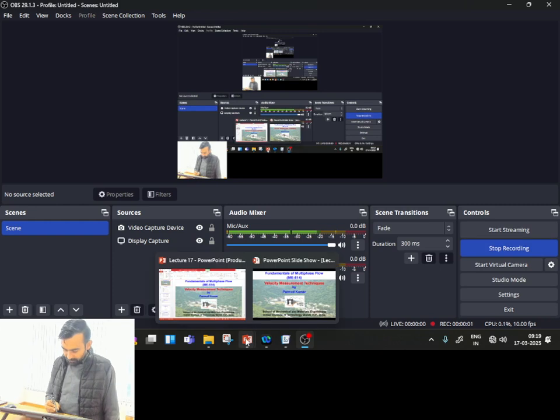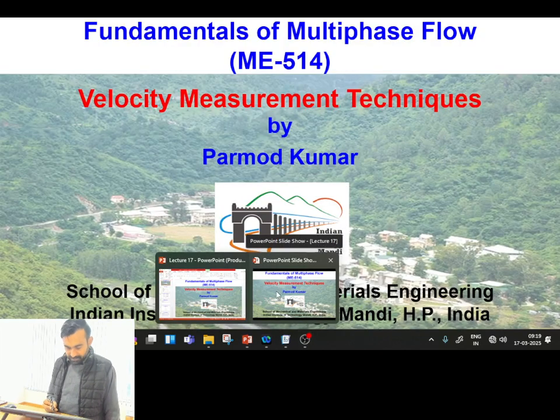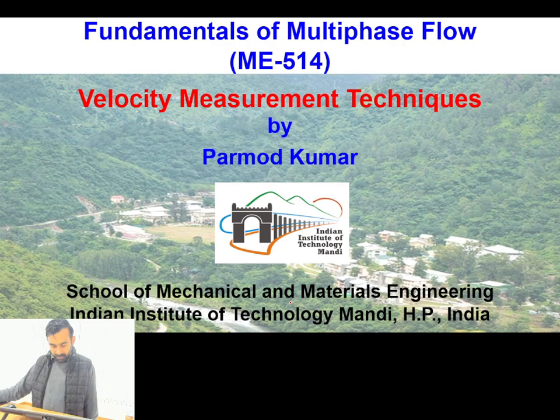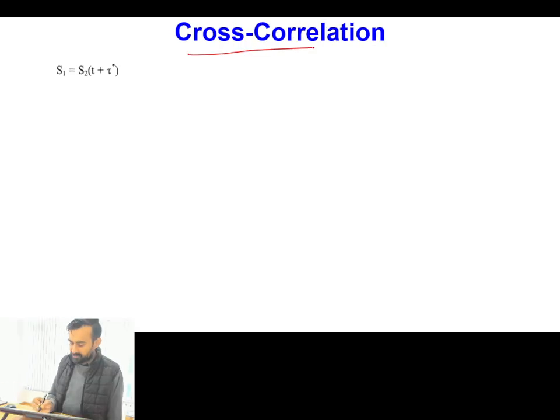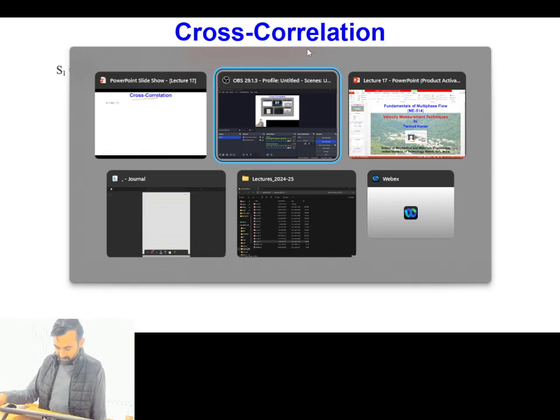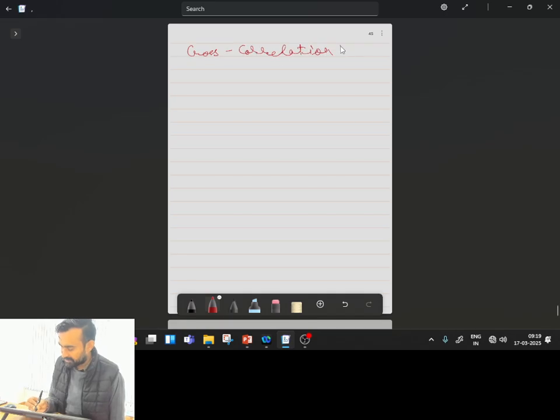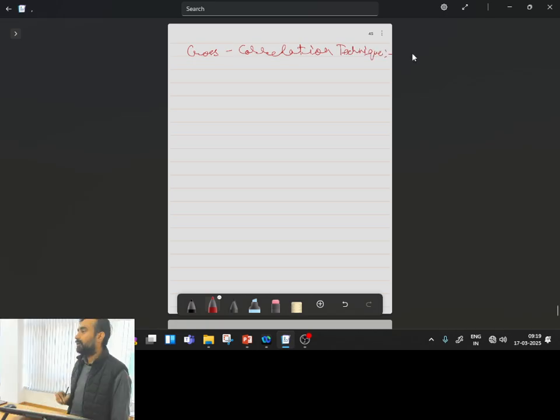Okay, good morning. So we have started our discussion on velocity measurement techniques in the previous lecture. Today we will continue the same. First we will discuss one of the simplest methods for measurement of velocity, which is known as the cross correlation technique. So the very first method we will be discussing is the cross correlation technique.